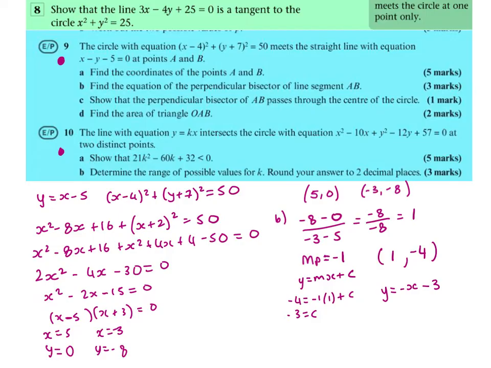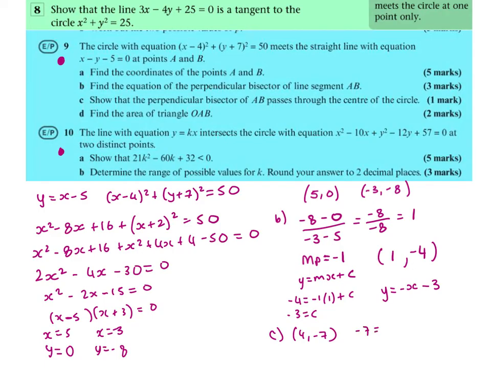It says show that the perpendicular bisector of AB passes through the centre of the circle. So we know the centre is (4, minus 7). How did I get that, you ask? Because in the equation up here. So (4, minus 7), I've just got to substitute this in and show that it equals each other.